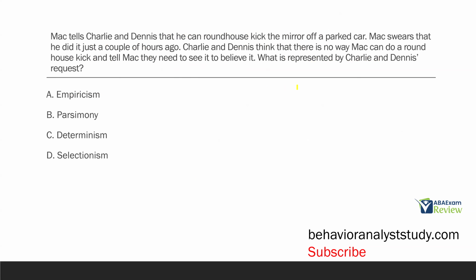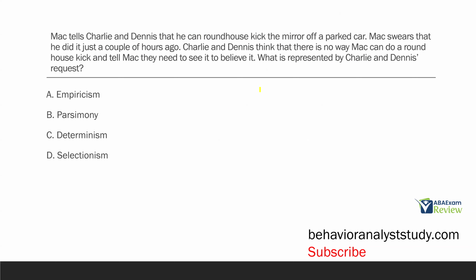Mac tells Charlie and Dennis that he can roundhouse kick the mirror off a parked car. Mac swears that he did it just a couple of hours ago. Charlie and Dennis think that there is no way Mac can do a roundhouse kick and tell Mac they need to see it to believe it. What is represented by Charlie and Dennis's request?